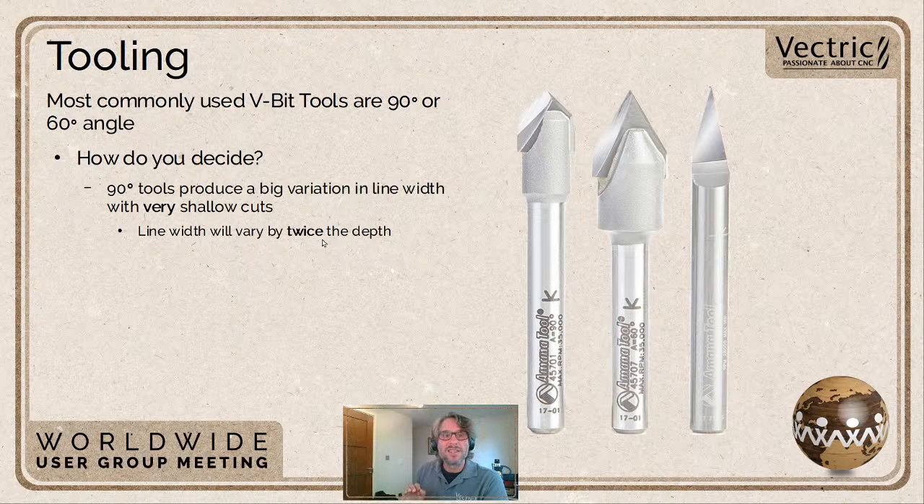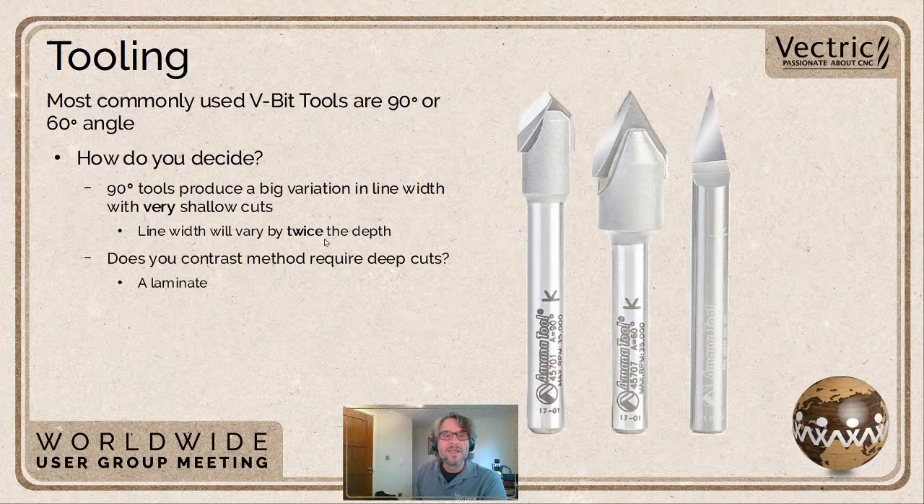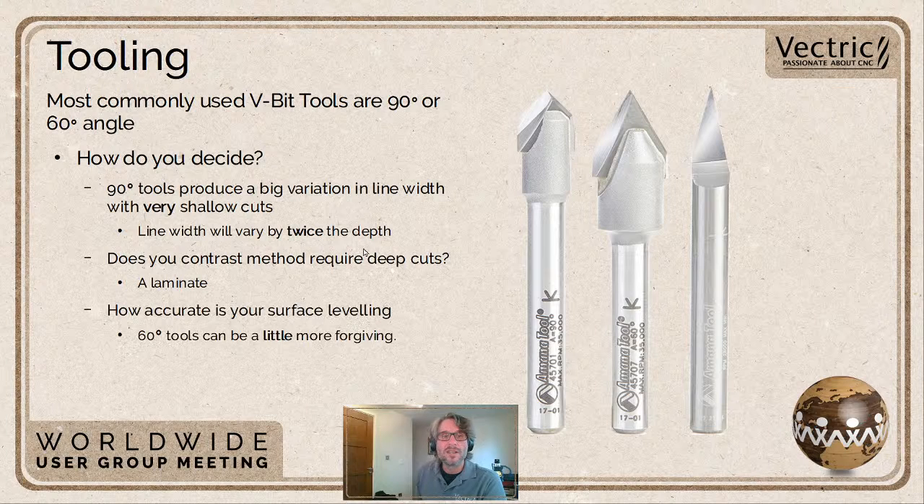They produce really the biggest line variation with small changes in depth, right? So in fact, they're multiplying it by 2. So any error in depth you see as a line width variation of ×2, right? So think about that. You may need deeper cuts, right? So you may need to use a tool where you're going to deliberately cut deeper because you've got to get through a laminate. So again, going into a steeper angle tool for that.